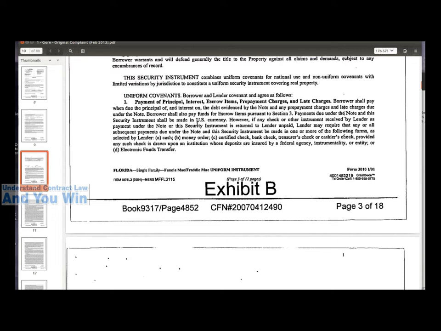So they're not saying that you can pay with stocks, bonds, baseball card collections, Pokemon card collections, or anything else.